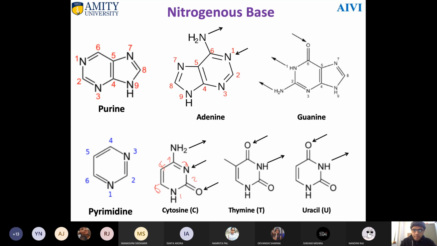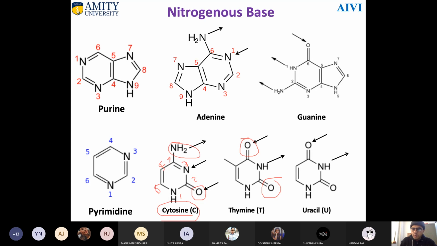Now the even numbers are 2 and 4. To these even numbers, in case of cytosine, you add an oxy group, oxygen, at 2, and at 4 you have to add an amino group. Then it is called cytosine. And in case of thymine, both 2 and 4 are going to be oxygen. Both are oxy. So this is the structural difference between cytosine and thymine.